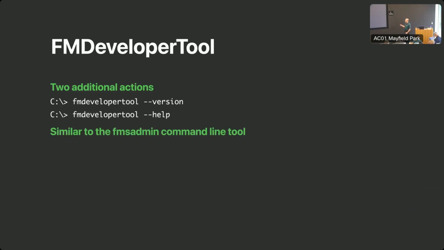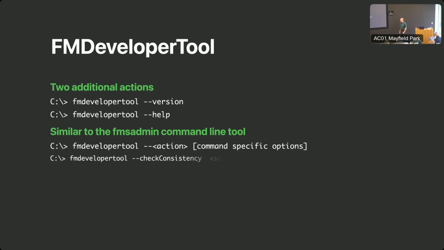And it's very similar to the FMS admin command line tool, which probably comes as no surprise, where you have the command, you specify the action, and then whatever action-specific options are needed to make sure that the command executes the way that you need it to. So here's an example of what the developer tool for checking consistency would look like, where we specify our source file name and then any encryption key that may or may not be on the file.